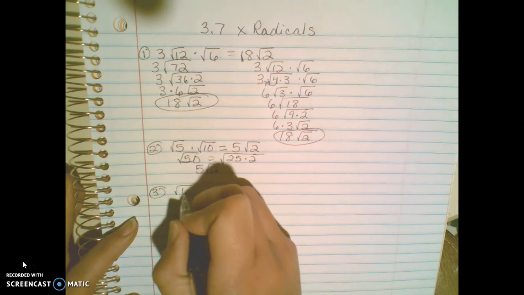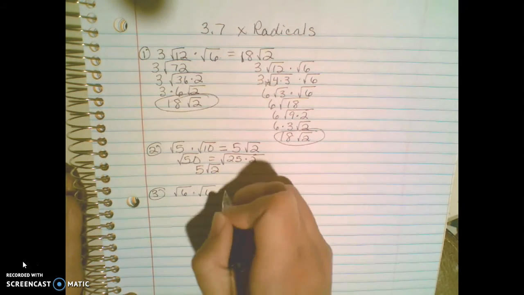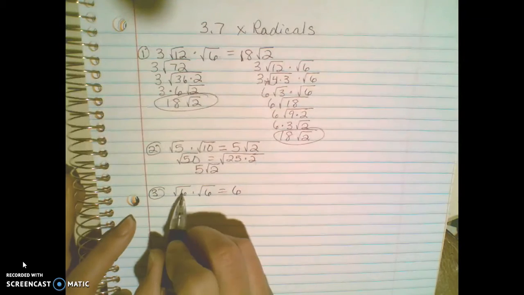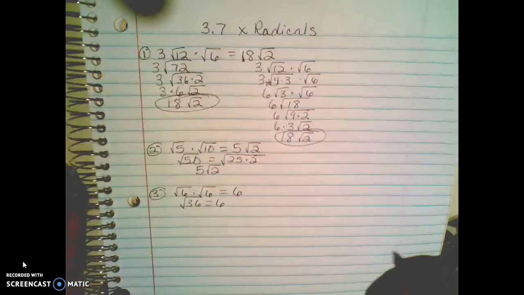Number 3 is square root of 6 times square root of 6. Our answer to that one is just 6, because square root of 6 times square root of 6 is square root of 36, which is 6.